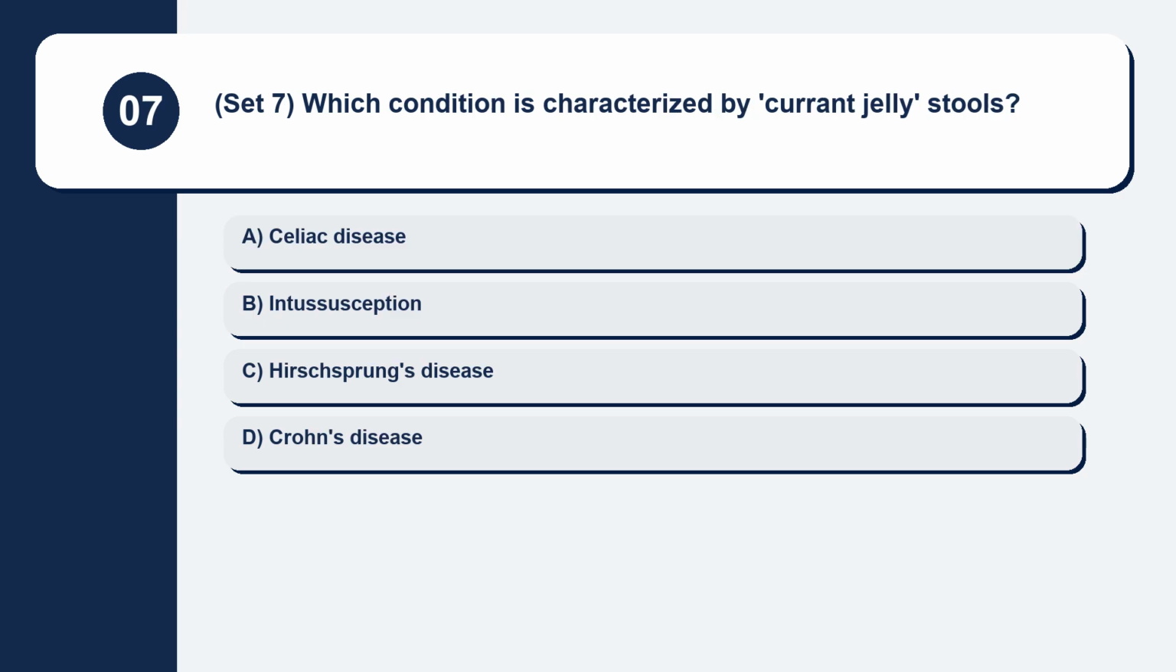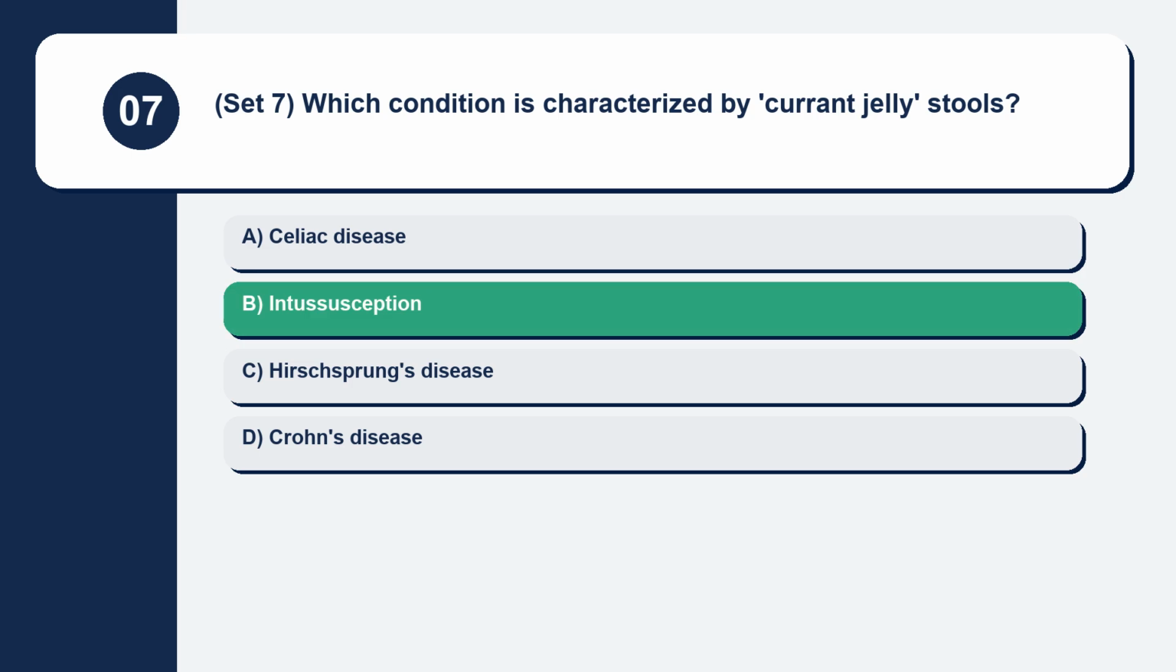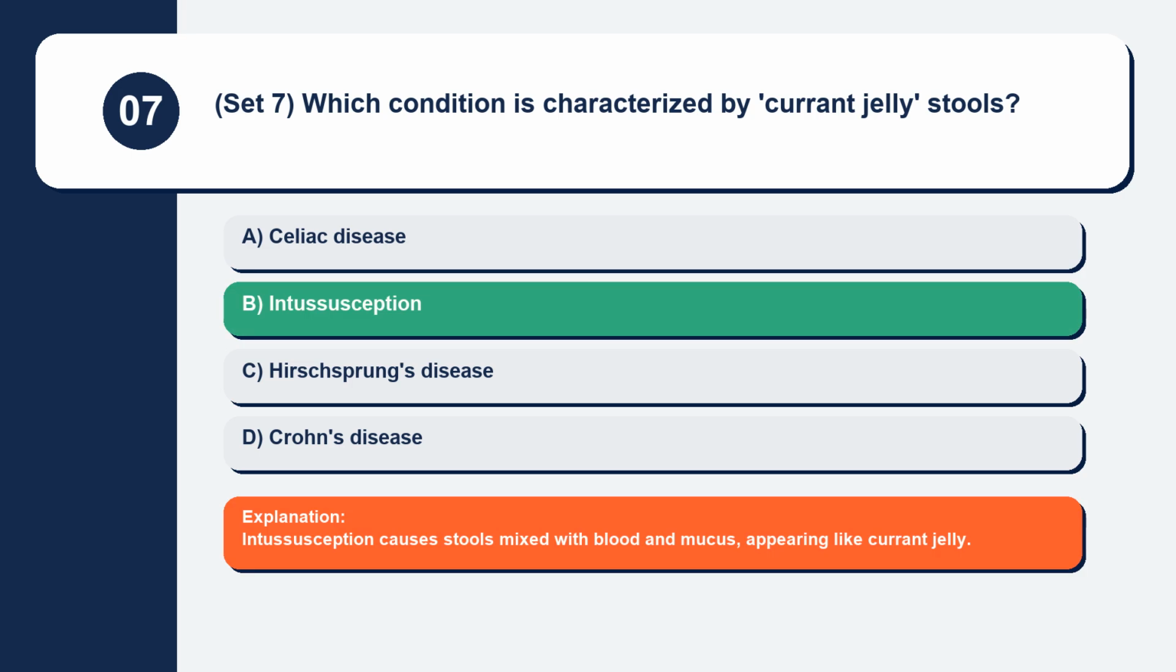Question 7. Set 7, which condition is characterized by currant jelly stools: celiac disease, intussusception, Hirschsprung's disease, Crohn's disease. Intussusception causes stools mixed with blood and mucus, appearing like currant jelly.